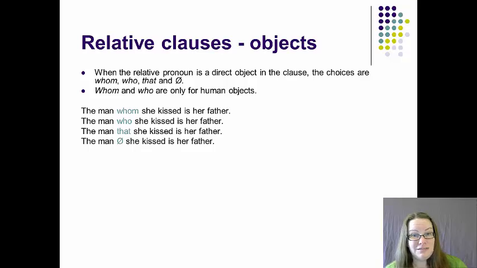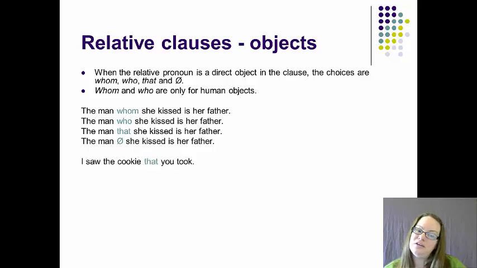Okay? One secret that I use when I'm trying to decide if it should be who or whom is that if I can leave the pronoun out, like in this sentence, the man she kissed is her father, then I know the correct prescriptive choice is the objective case, or the whom. If it must stay in, then I know that it's who and that it's replacing the subject. So the subject is required, but the object in the relative pronoun is not required.